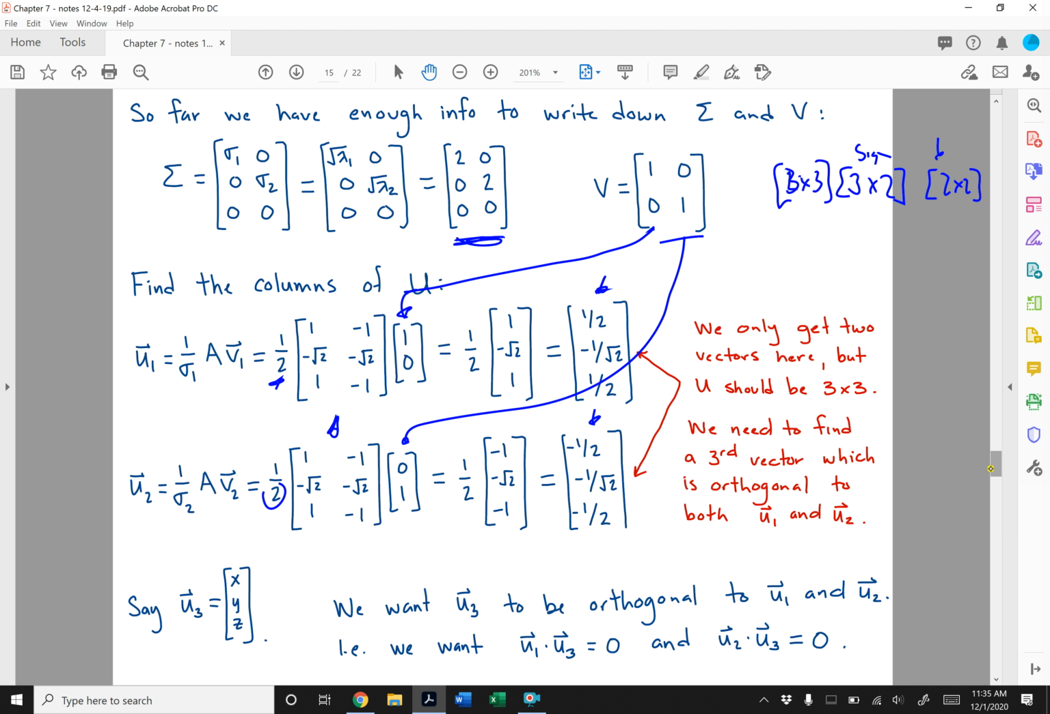So we need another one, and there are a couple of different ways to do this. We can pick a vector, maybe 0, 0, 1, or 1, 0, 0, or 1, 1, 1. And then we can do Gram-Schmidt and subtract the projections of these two off of that one. Or, since we only need one more, we can pick any x, y, z and dot product with each of those, and we want both of them to be 0. That's what we'll do here.